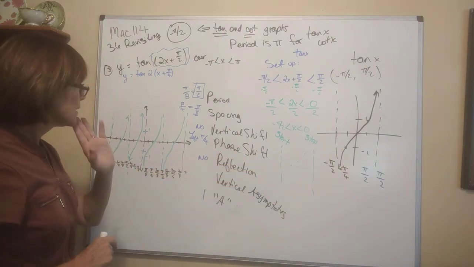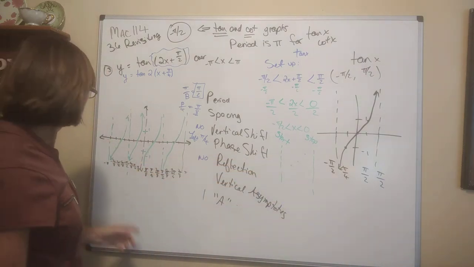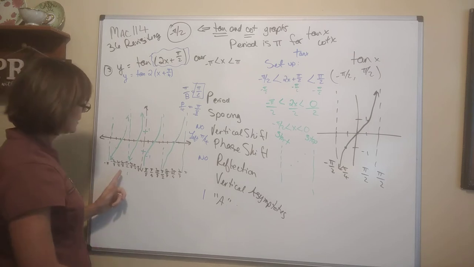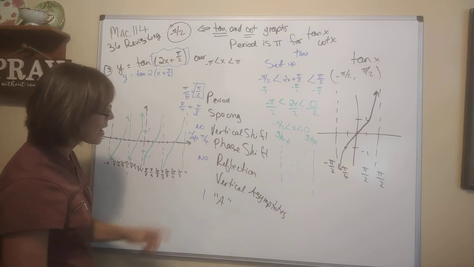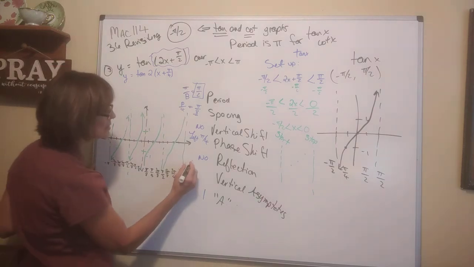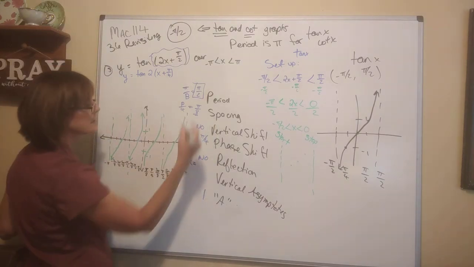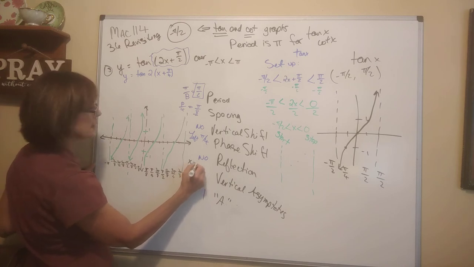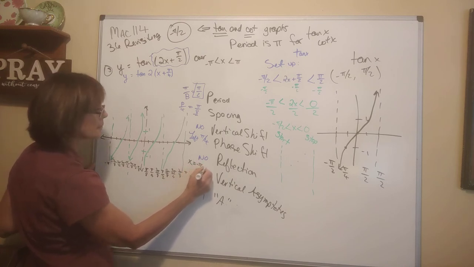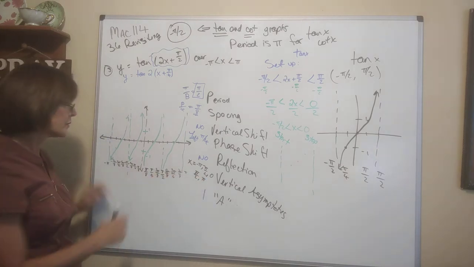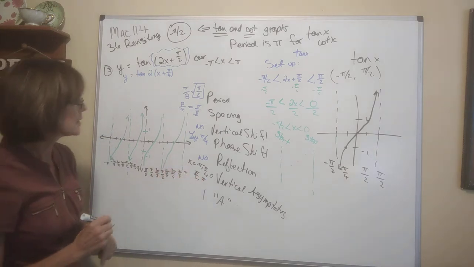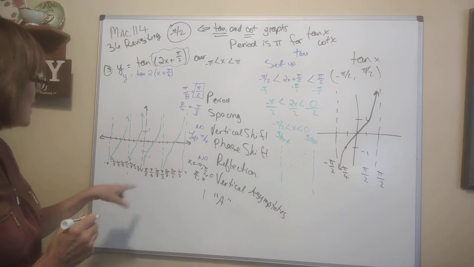Okay, is there anything else I wanted to point out? Oh, vertical asymptotes. Where did they fall? They fell at negative pi, negative pi over 2, 0, pi over 2 and pi. For these problems, you can just list them for all the ones in the interval. Just say x is negative pi, negative pi over 2, 0, pi over 2, and pi. That will do for me.